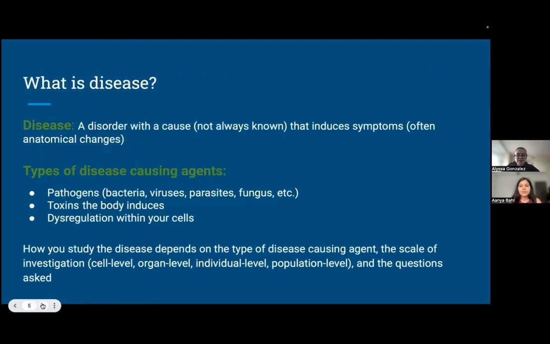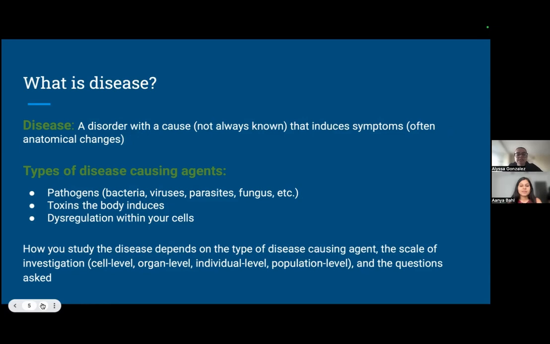Yeah, so like Anya said, both of us are scientists and we follow the scientific method and we study disease. So what is a disease? A disease is a disorder with a cause that can be known or unknown that induces symptoms, typically anatomical changes in your body. And diseases can be caused by different things like pathogens, bacteria, viruses, fungi, parasites, which is what I study as a microbiologist, or toxins that the body induces, or dysregulation within your cell's normal day-to-day functioning.